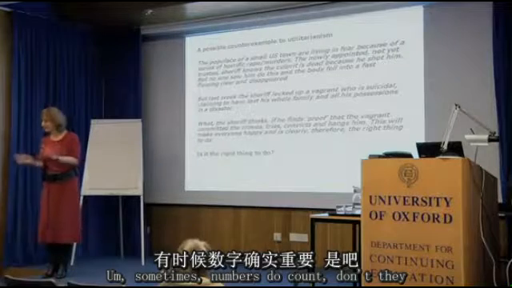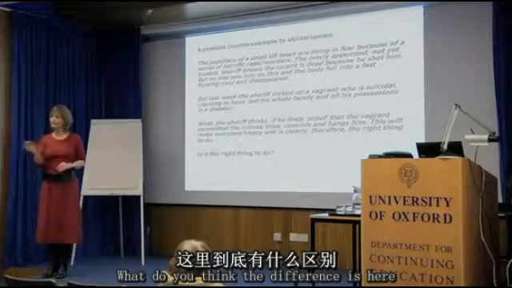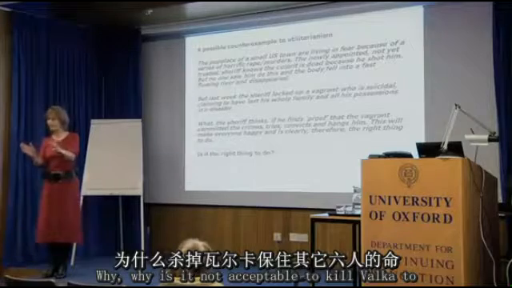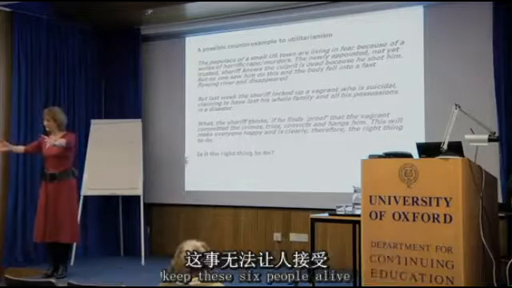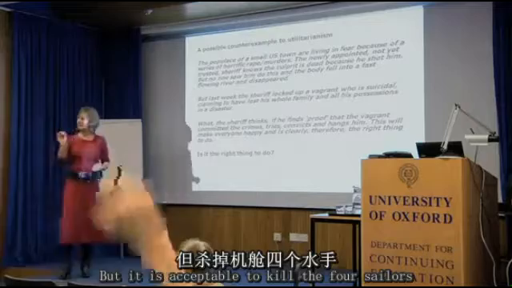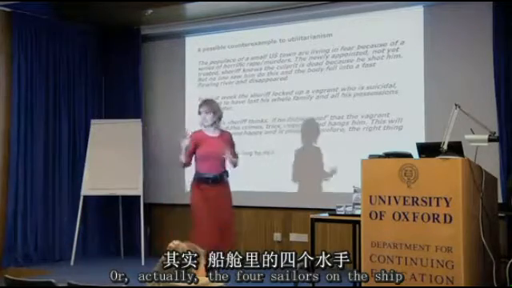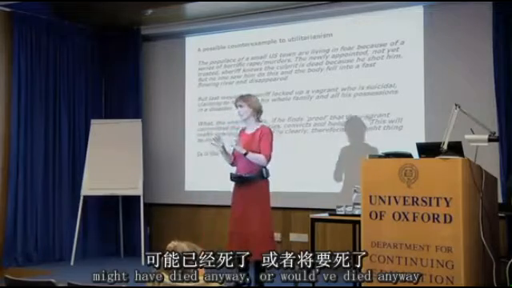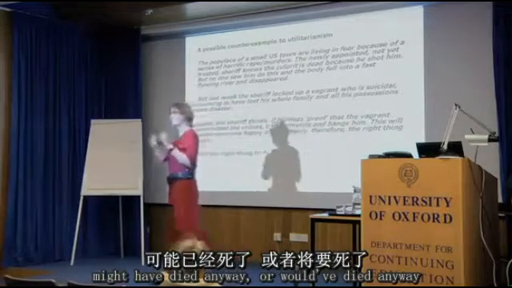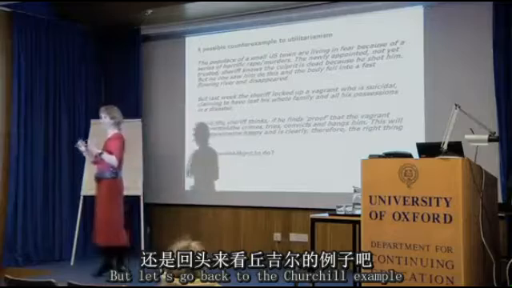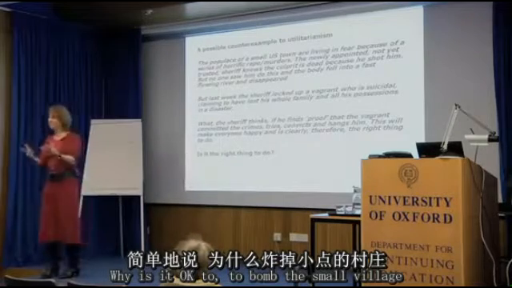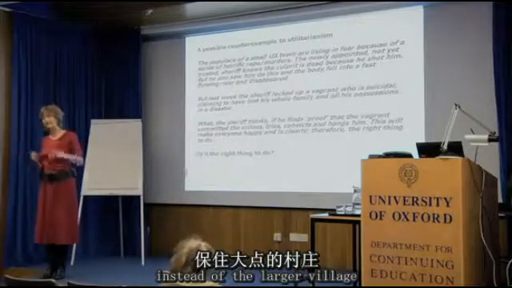So, you see, you have got some utilitarian intuitions here. Sometimes numbers do count, don't they? What do you think the difference is here? Why is it not acceptable to kill Volker to keep these 6 people alive, but it is acceptable to kill the 4 sailors on the ship? Or, actually, the 4 sailors on the ship might have died anyway, but let's go back to the Churchill example. Why is it okay to bomb the small village instead of the larger village?